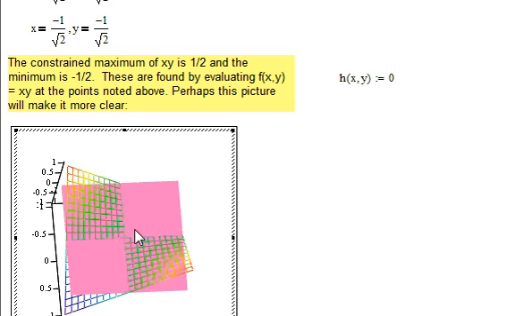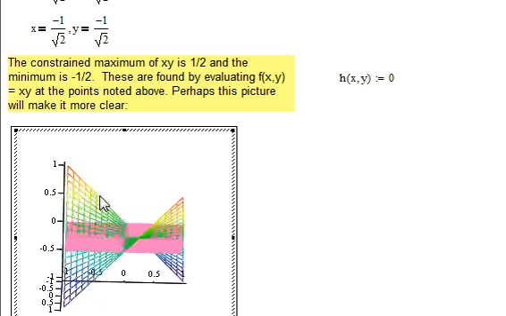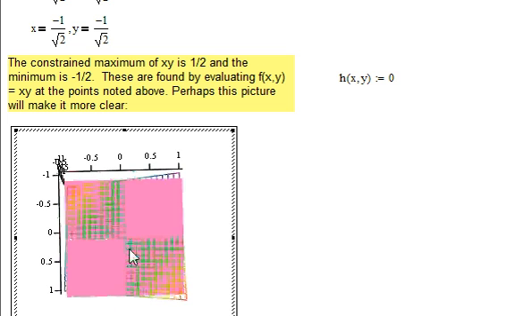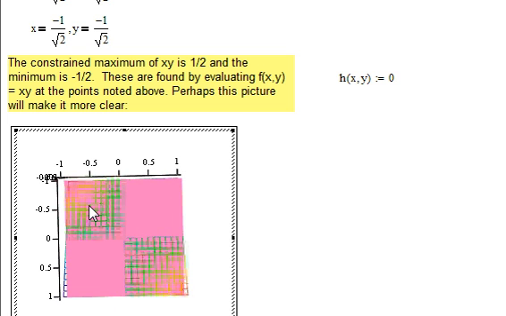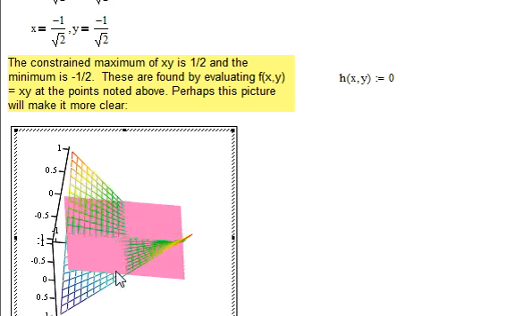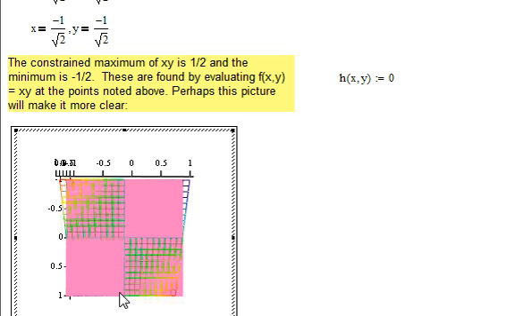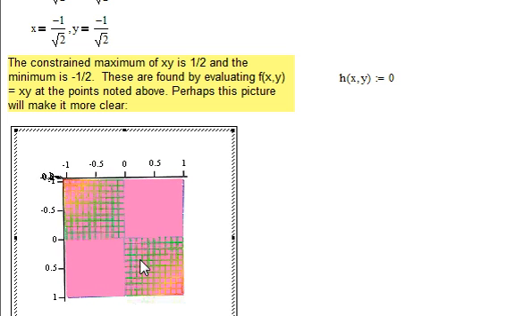I hope the picture makes it clear that we have a maximum of 1/2 at the point where x equals negative 1 over the square root of 2 and y equals negative 1 over the square root of 2. I said negative a half, that's wrong. We wind up with 1/2 on the z-axis, so about here, right? And if they're both positive, like down in here, same thing. We wind up with 1/2.